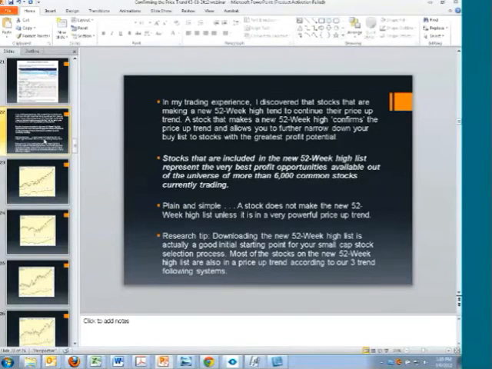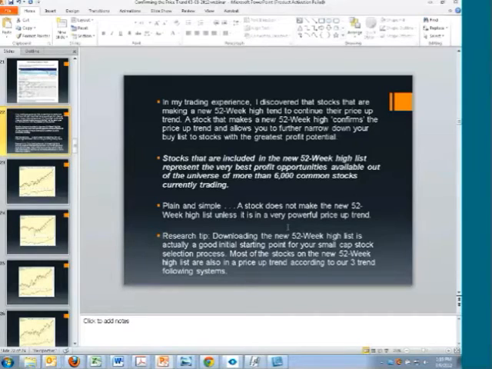And stocks that are included in the new 52-week high list represent the very best profit opportunities available out of that universe of more than 6,000 common stocks that are currently trading. And I just checked this just before I came on air here, and there's about 115 stocks making new 52-week highs out of this 6,000 list of common stocks.